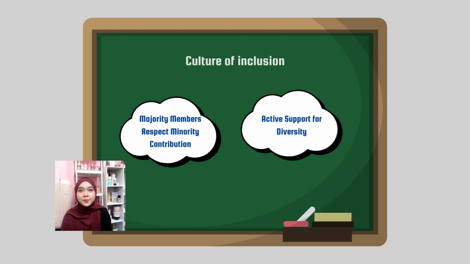Culture of inclusion. Okay, majority members respect minority contributions. What is that? People from majority groups genuinely value the input and presence of minority members, such as different races, religions, and genders. That is the example. And second is active support for diversity. The organization does not just accept diversity, it actively supports and promotes it in hiring, decision making, and leadership.